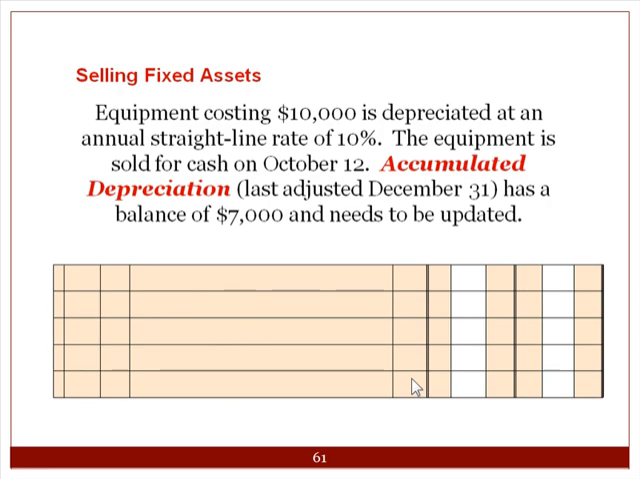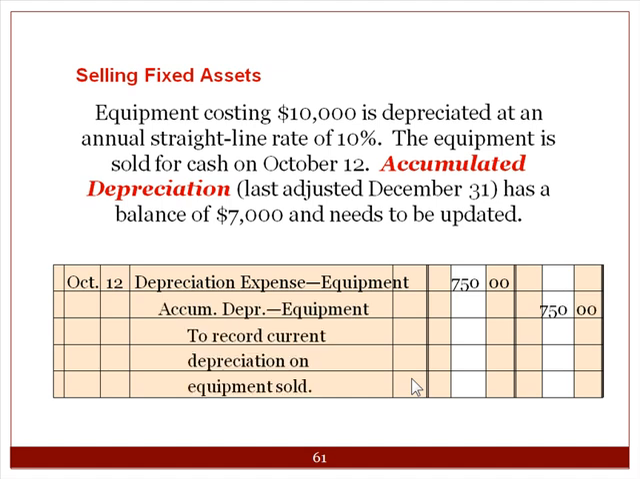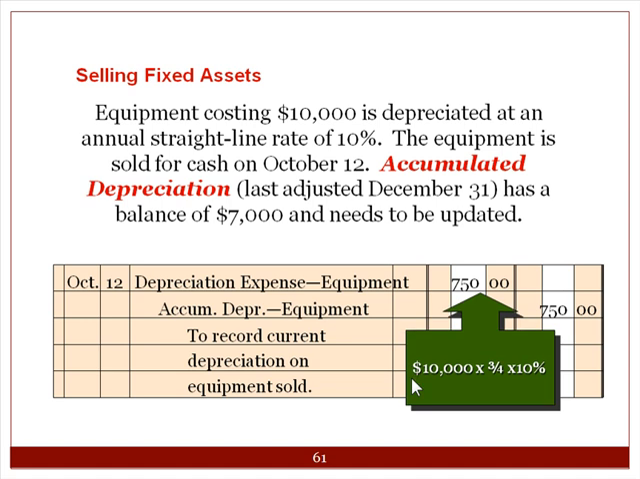So here, let's do another one. You sold a fixed asset for $10,000. Cost $10,000. It's depreciated on a straight line rate of 10%, and you sold it for cash on October 12th. The accumulated depreciation had a balance of $7,000 and needs to be updated. So first, you're going to take depreciation expense for that almost 10 months. So you can take 10,000 times 3/4 times 10%. That's how you get your $750.